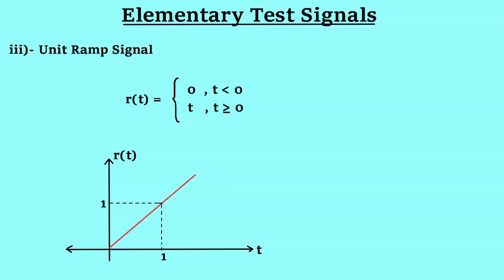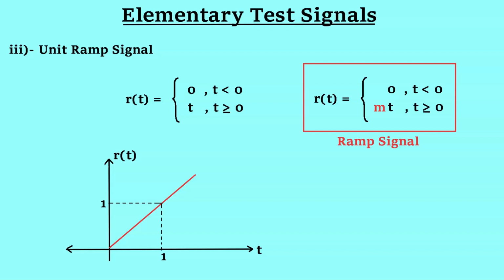The third signal is the unit ramp signal, which is equal to 0 when time is smaller than 0 and is equal to t when time is greater than or equal to 0. There can be numerous ramp signals, but there is only one unit ramp signal. If we consider a general ramp signal, then the value of the ramp signal will be equal to mt, where m is any real number and t is the time greater than or equal to 0. But when m is equal to 1, it becomes the unit ramp signal.